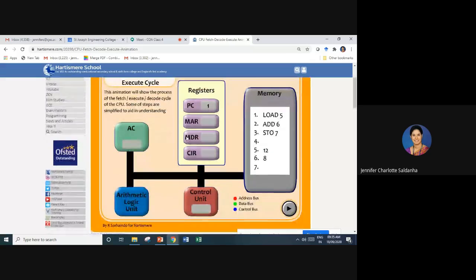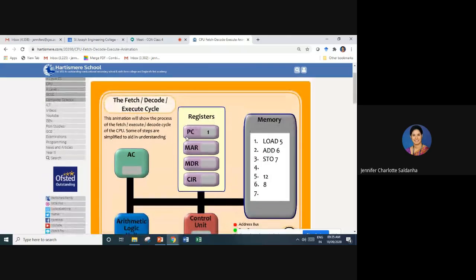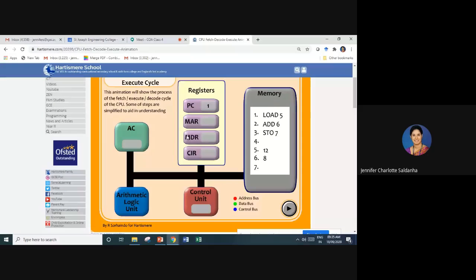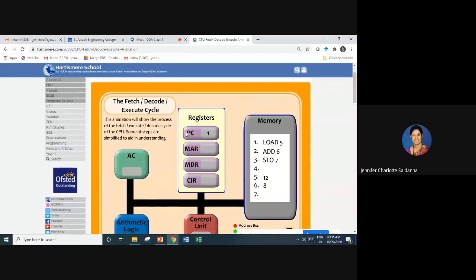Can you see the screen? Yes, ma'am. Fetch, decode, execute cycle.